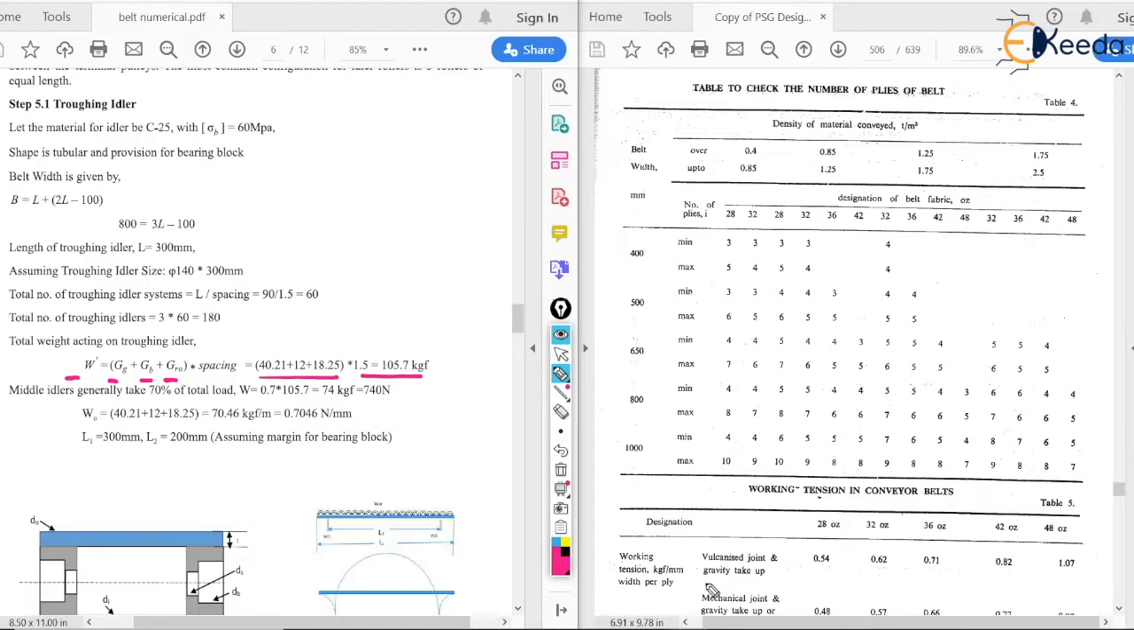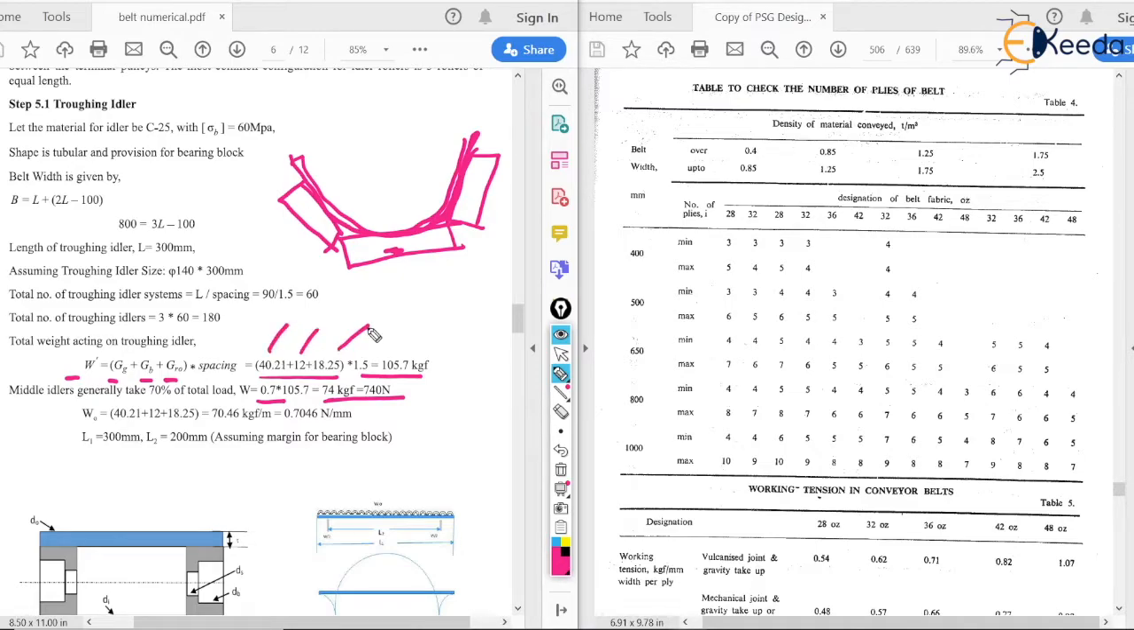Now the middle idler, as we have already seen in the previous diagram, is part of the 3 roller system, and here the belt is going to be kept. As you can see, the middle roller will take 70% of the load. So W is equal to 0.7 into 105.7, that we got as 740 Newton. Now WO is equal to the same one again, 40.21 plus 12 plus 18.25, which is equal to 70.46, that is 0.7046 Newton per mm. Now L1 is 300 millimeter and L2 is 200 millimeter, which we are going to assume as margin for the bearing block.